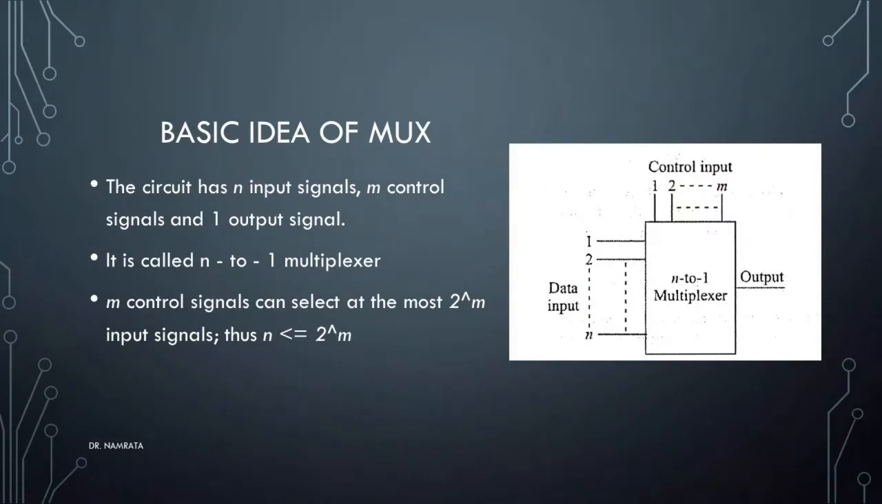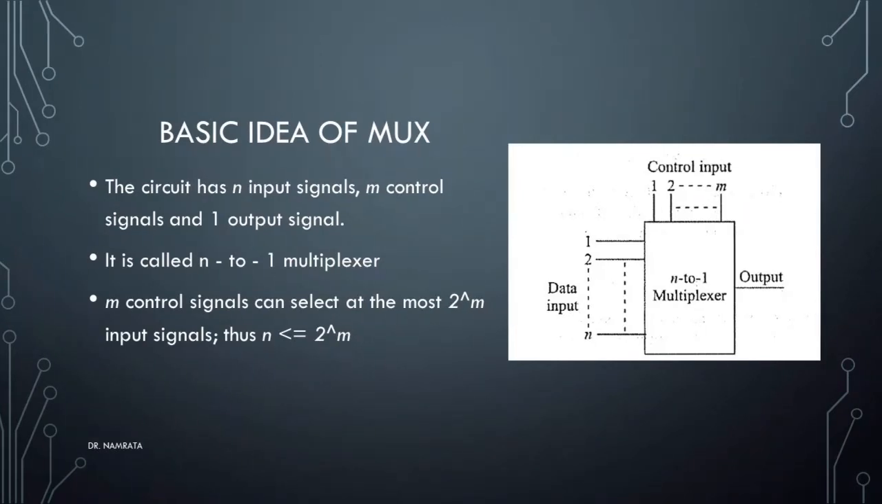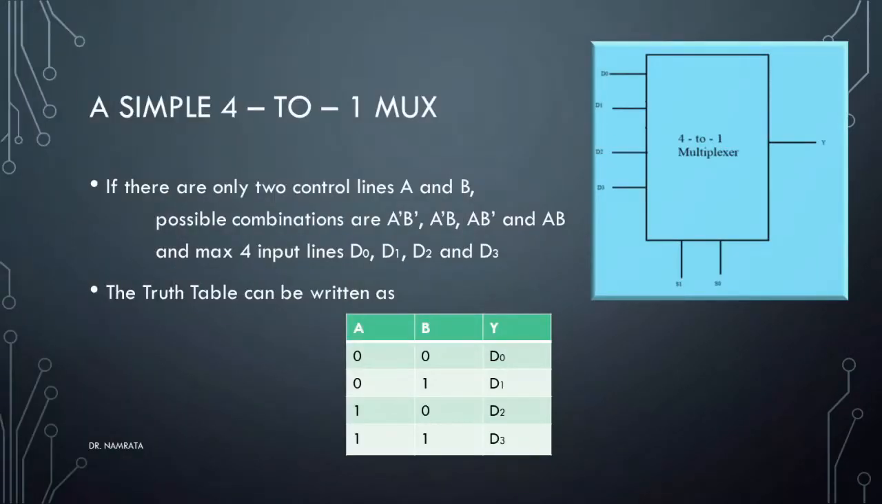Here, we have the logic symbol of a 1 of n multiplexer or n to 1 multiplexer. It has n input signals, 1 output signal and m control lines. M control signals can have at the most 2 raised to power m values. That is, number of inputs n can be maximum 2 raised to power m. For example, if there are 2 control lines, then we can have a maximum of 2 raised to power 2, that is 4 input lines.